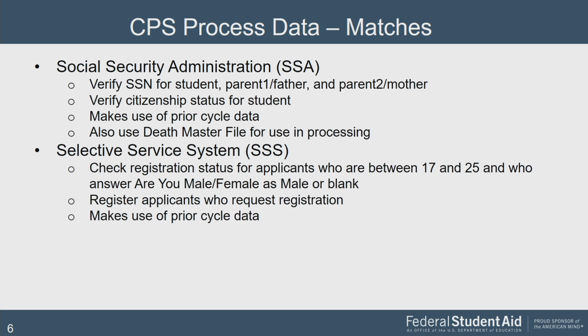The next thing I want to point out is Selective Service. We only send records to Selective Service for a match for students who are 17 to 25 years old and have identified their gender as male or didn't identify their gender at all. In those cases, we send all of those records to Selective Service. The student will identify on the FAFSA that they're either registered with Selective Service or they're not registered, and please register me. So when we send over that information, we will either verify that they're registered. If they're not, they'll get a SAR comment that tells them you're not registered with Selective Service, this is what you need to do. Or if the student said, I'm not registered, please register me, we will register them with Selective Service during that match.